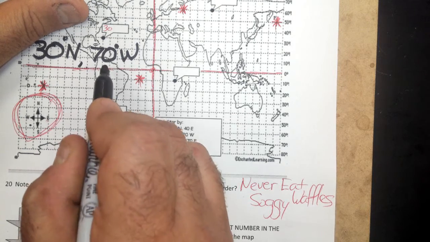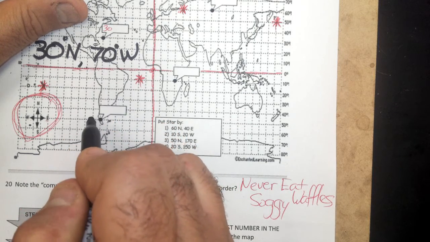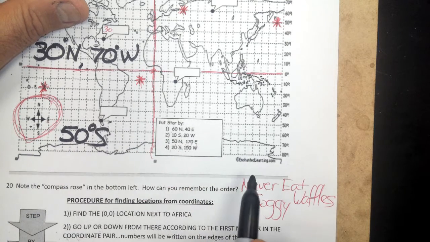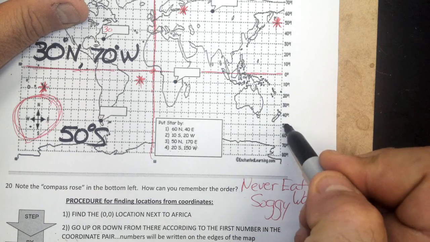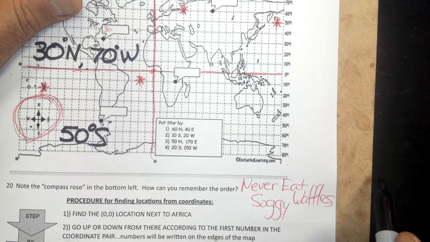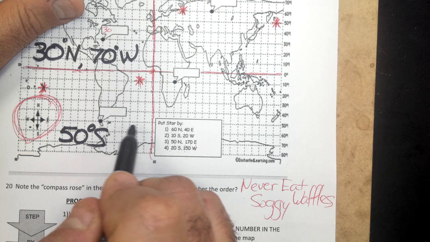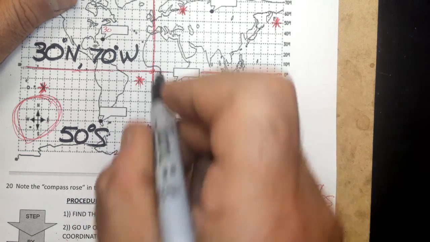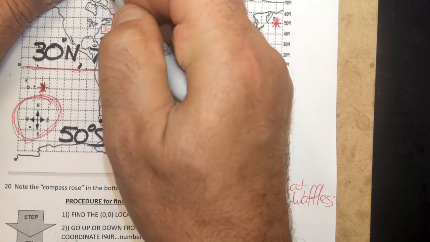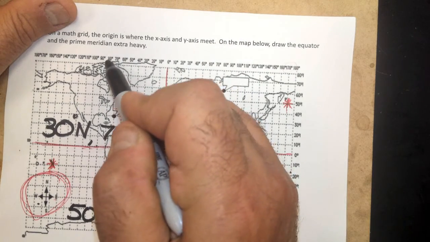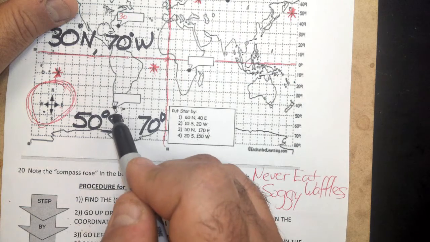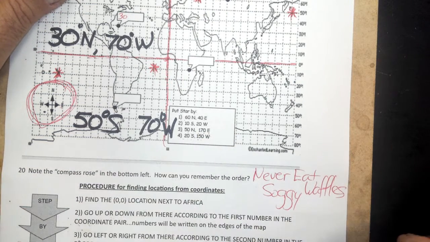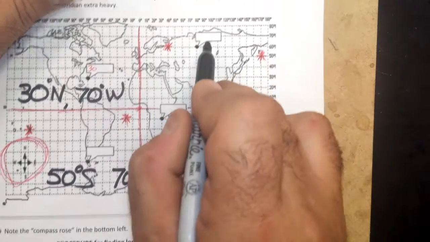Down here, how far away is it from the equator? It's 1, 2, 3, 4, 5 lines, so that's going to be 50 degrees on the south side of the equator. 10, 20, 30, 40, 50. Yep. And now, how far from the prime meridian? It is 1, 2, 3, 4, 5, 6, 7. So that's 70 degrees. So we can go up, and there's the 70 up there, lined up. So 70 degrees, and we have to put the W for the west side, the left side of the map.